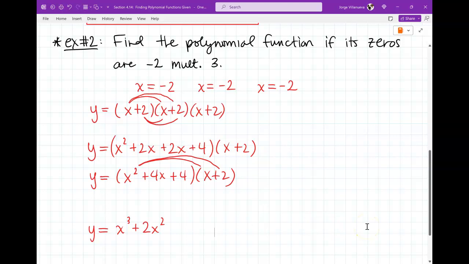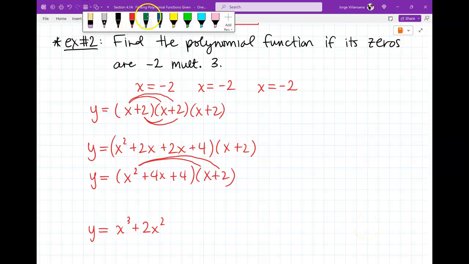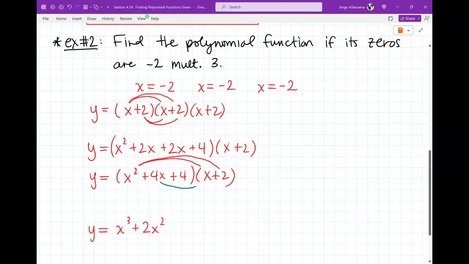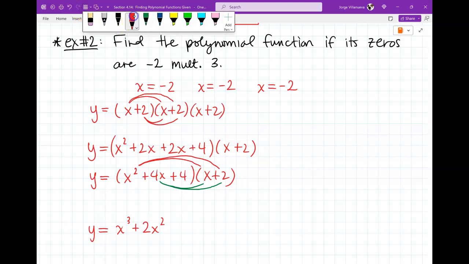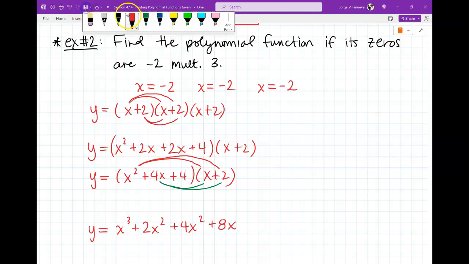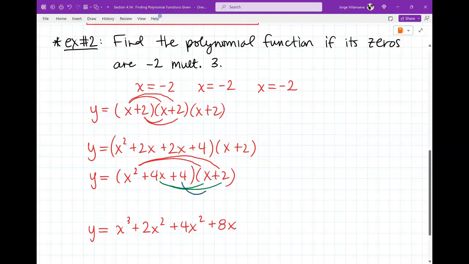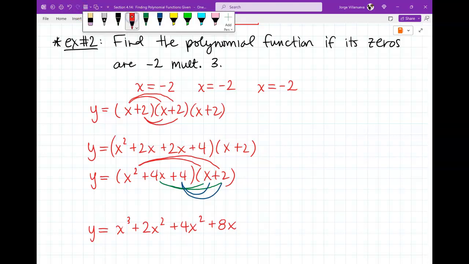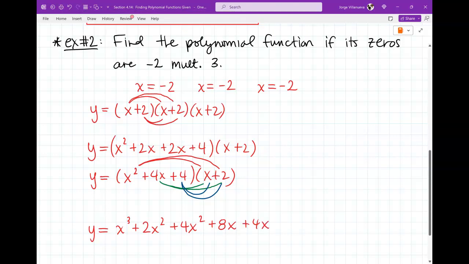All right, now the middle term. So 4x times x, 4x times 2. So 4x times x, that's positive 4x squared. 4x times 2, positive 8x. And now the last term, 4 times x, 4 times 2. So 4 times x is 4x, 4 times 2, that's 8.